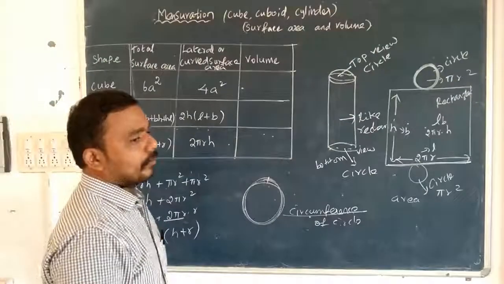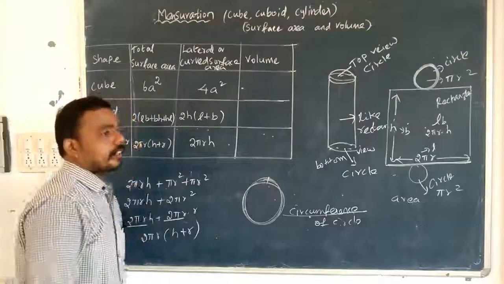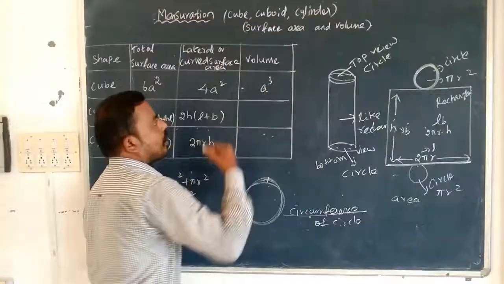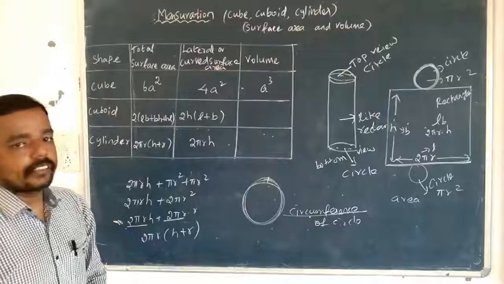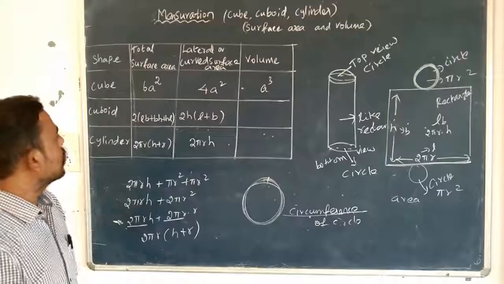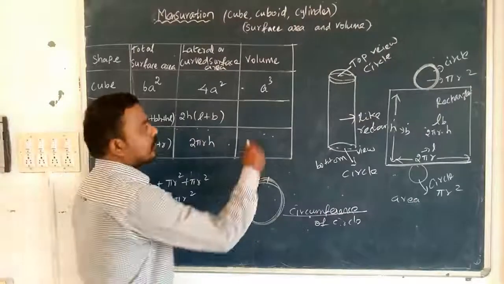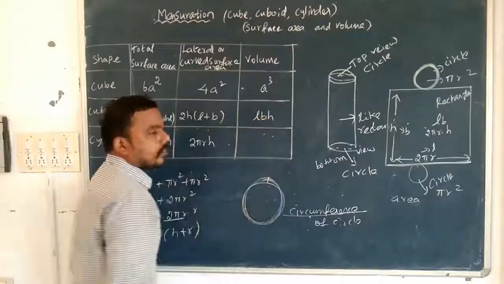Now think about the volume. Already you have area a square. For volume, once again another dimension, so a to the power 3. If you have side s, we can write s power 3. The same way, volume of a cuboid, you have L, B, so L into B into H, the product.